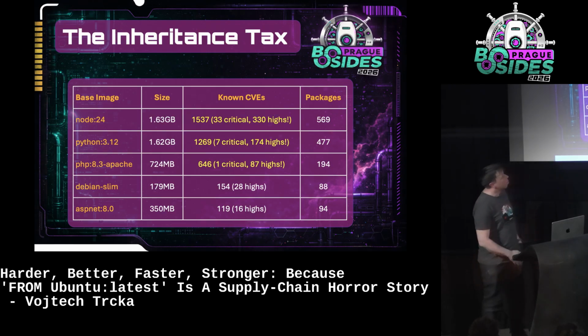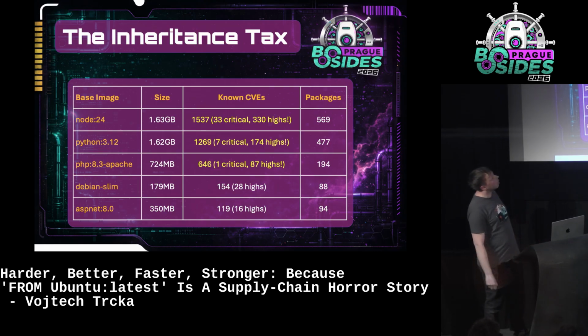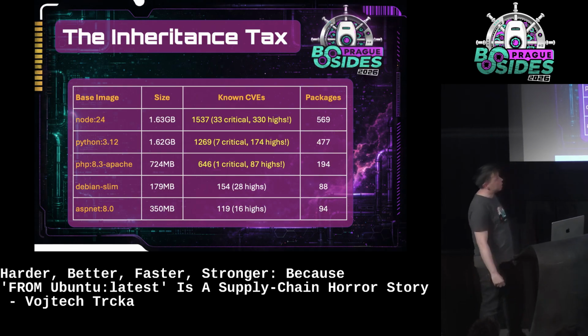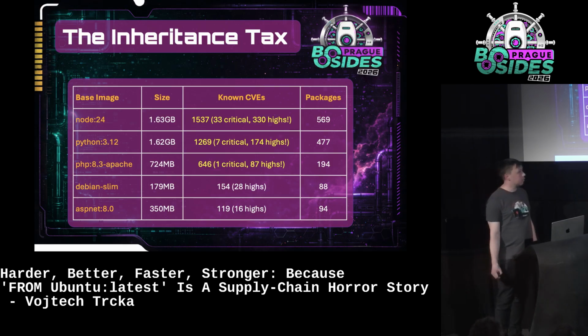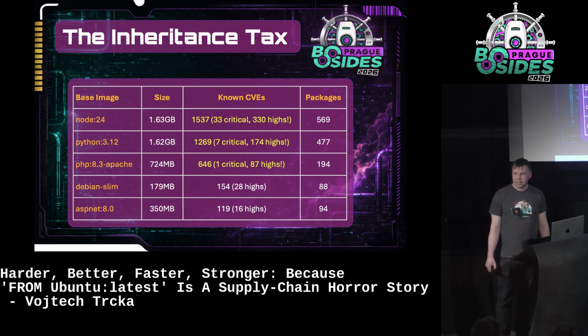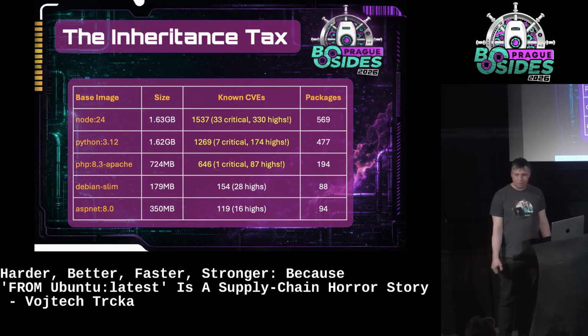So there is a spectrum of default Docker containers. These are real numbers. I scanned these images last week. I'm just kidding, but I see you. Half of you start getting nervous, right? No? Okay.